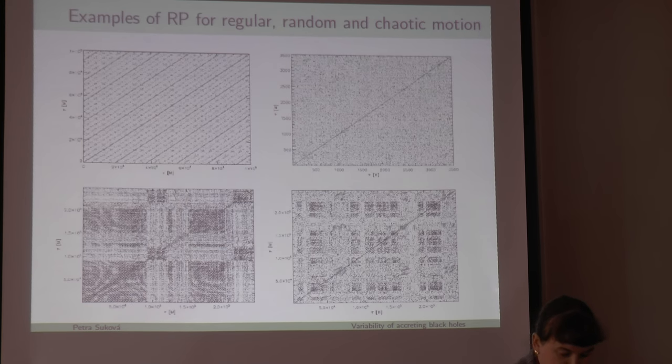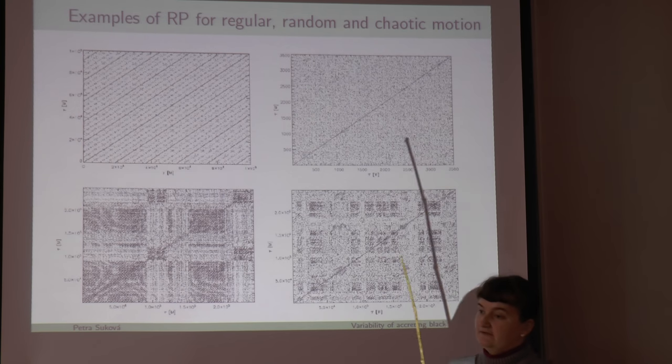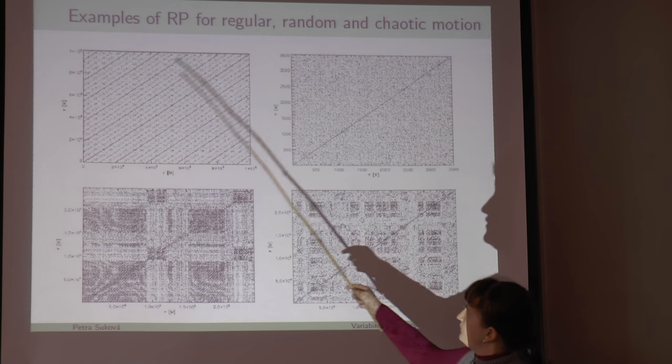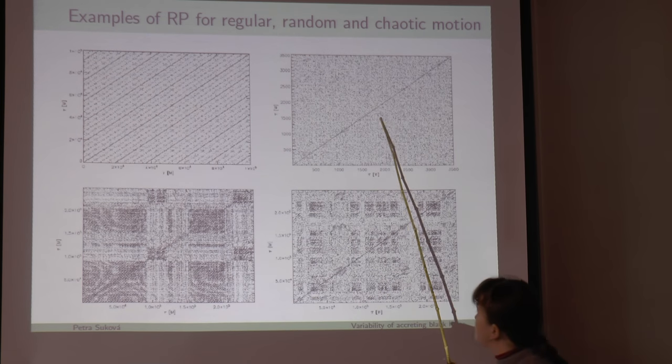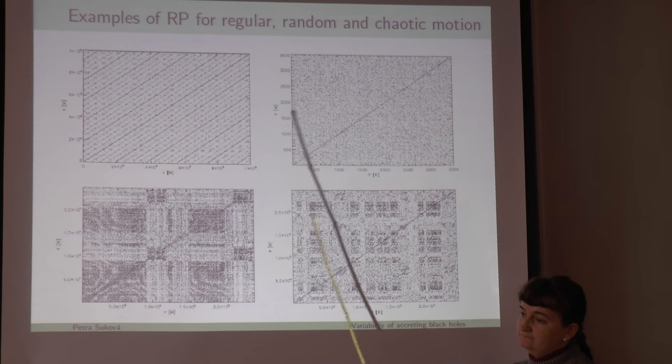So for example, here are examples of different dynamical systems. This is for a regular motion. This is for a chaotic one. What's the difference between this and, for example, looking at the correlation of the signal?